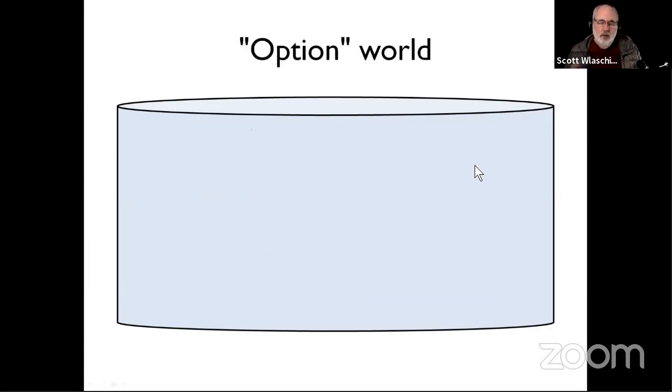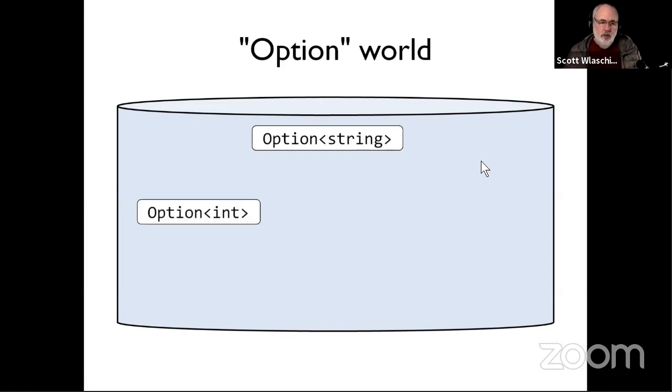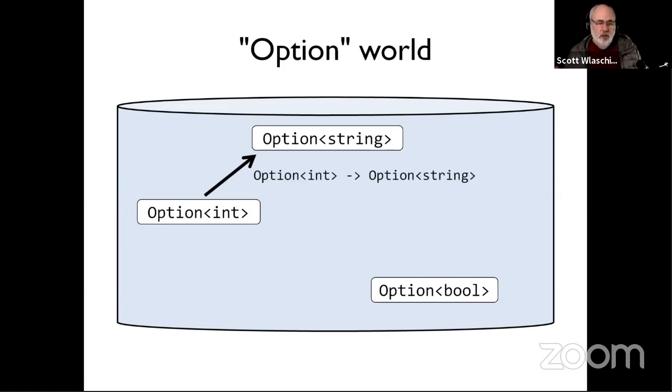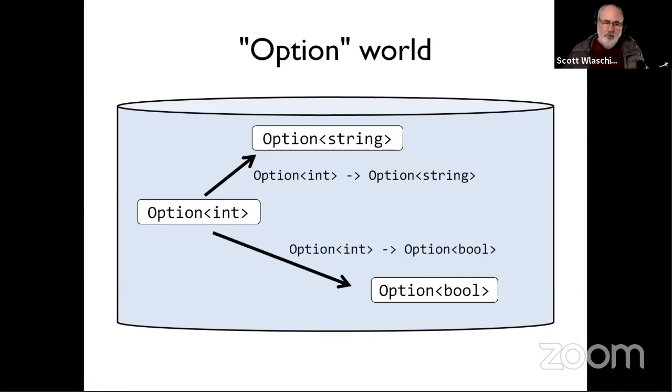Now, if you think about the option effect, it's a parallel universe where instead of having strings, you have options of strings. And instead of having integers, you have options of ints. And instead of bools, you have options of bools. And instead of functions that turn ints to strings, you have functions that turn options of ints into options of strings, right? So everything's kind of just like the normal world, except that everything is turned into options, right? So I'm calling this option world.